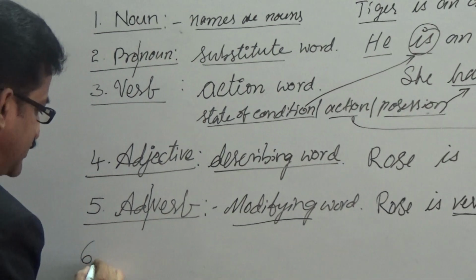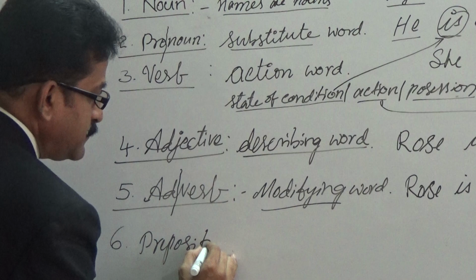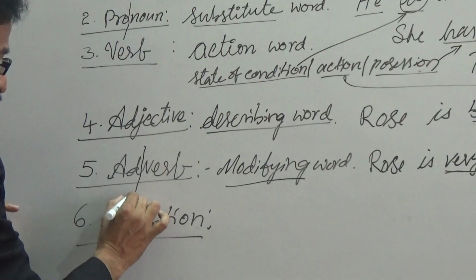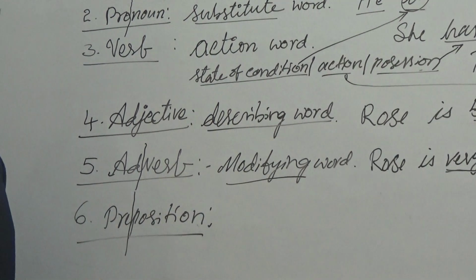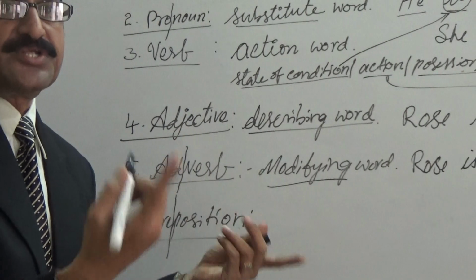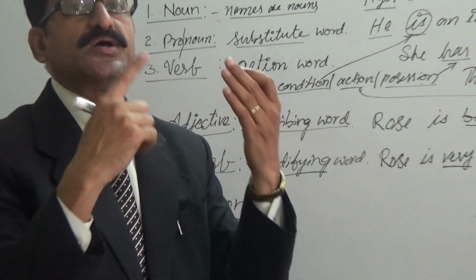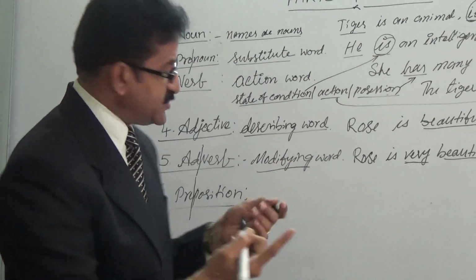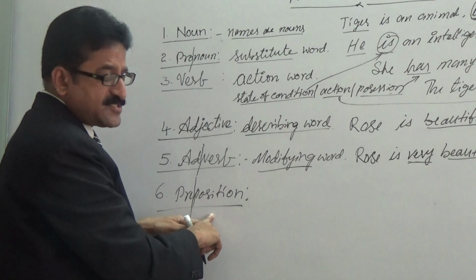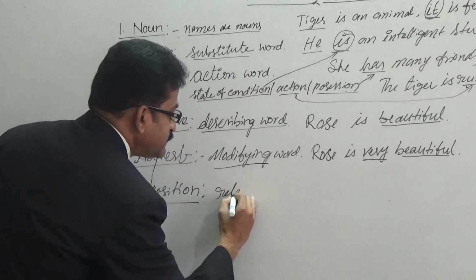And the sixth one is called preposition. To understand it better: position means a certain place, and pre means before. It is generally used before the position of a noun, a pronoun or a verb. Simply, we call it a relating word.